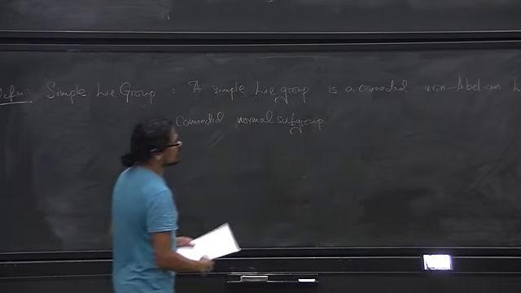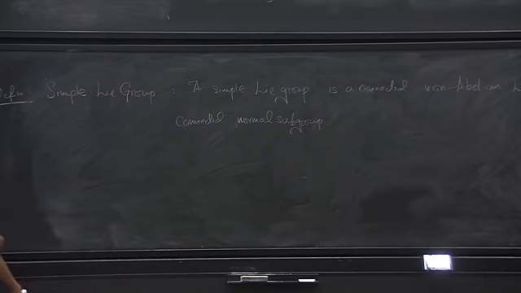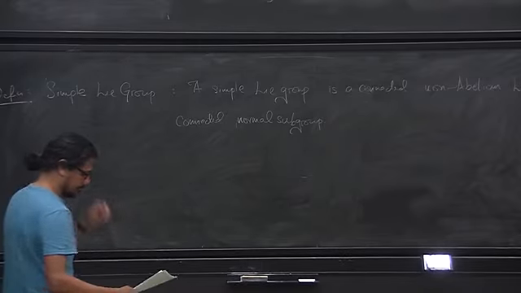Most of the groups we'll come across are going to be simple. However, there'll be some important exceptions. The Lorentz group turns out to be one of those exceptions. Although, sorry, if you talk about compact groups, then SO4 would be an example which is not simply connected. We'll see that.